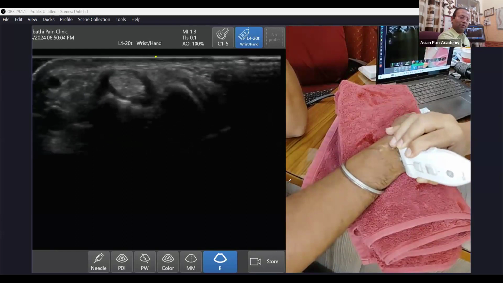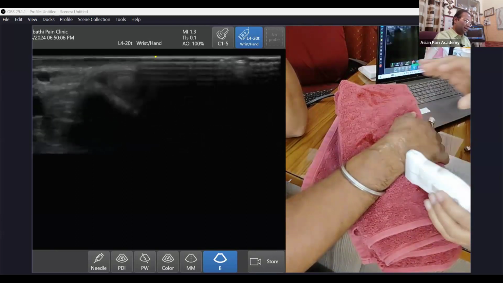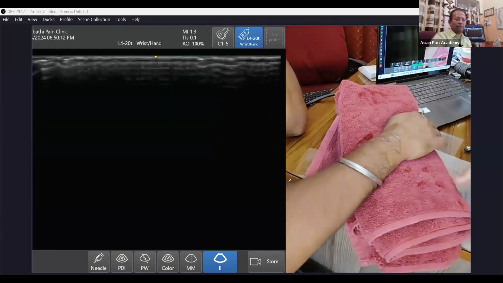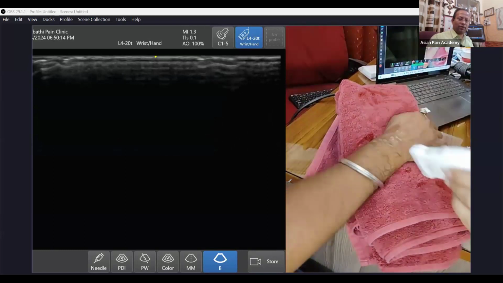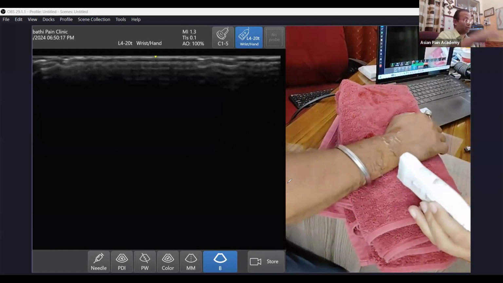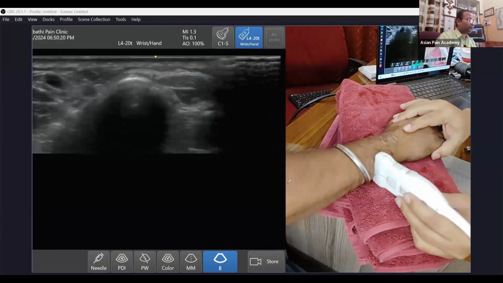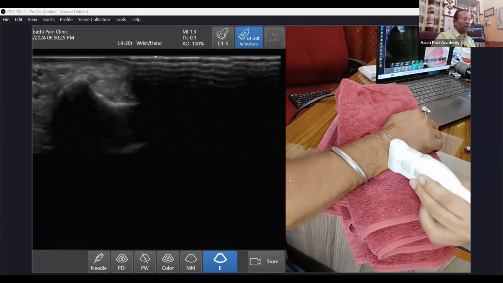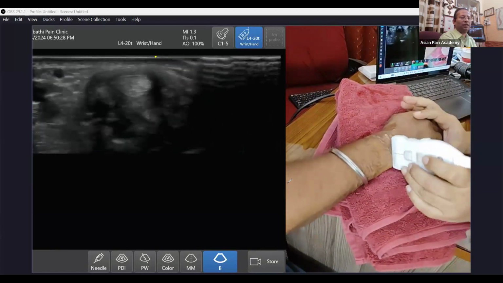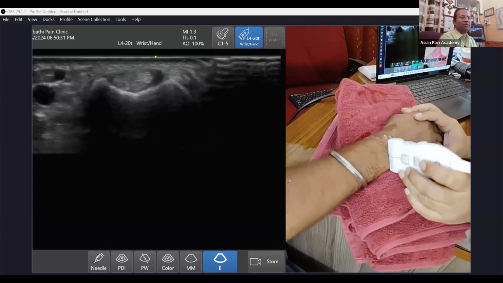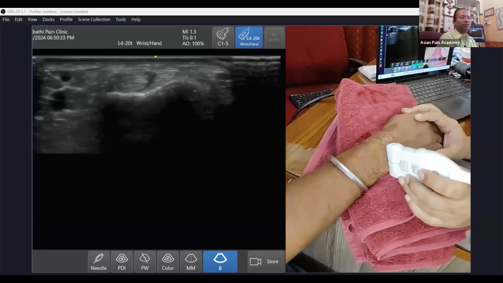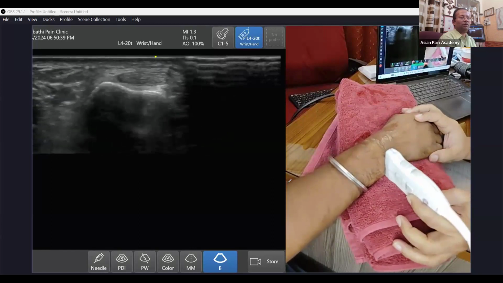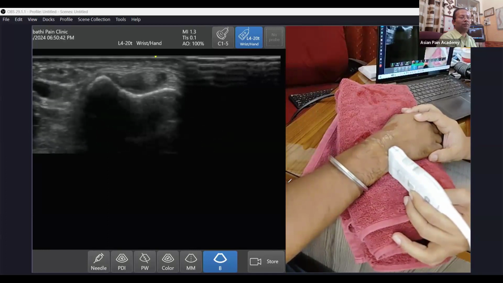And this is compartment number 6. Compartment number 6 is actually very easy to find. You don't have to walk from compartment number 2, 3 or see Lister's tubercle. You just see the ulna in short axis and just go up, and you will find that there is a groove type of thing. This groove is nothing but extensor carpi ulnaris. So this is compartment number 6.